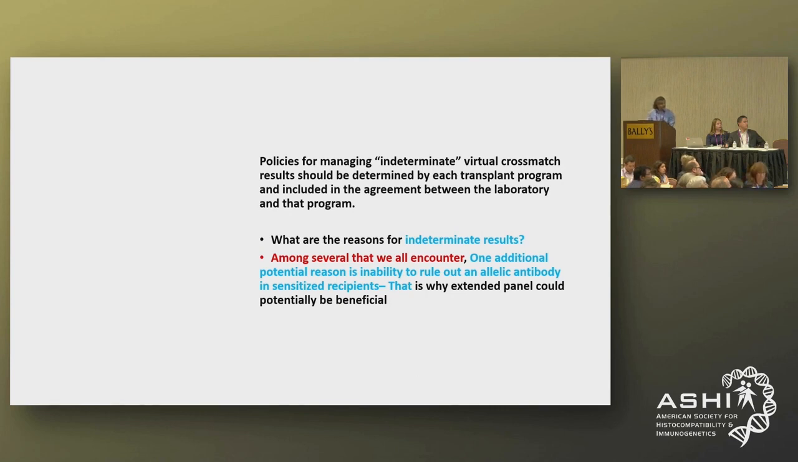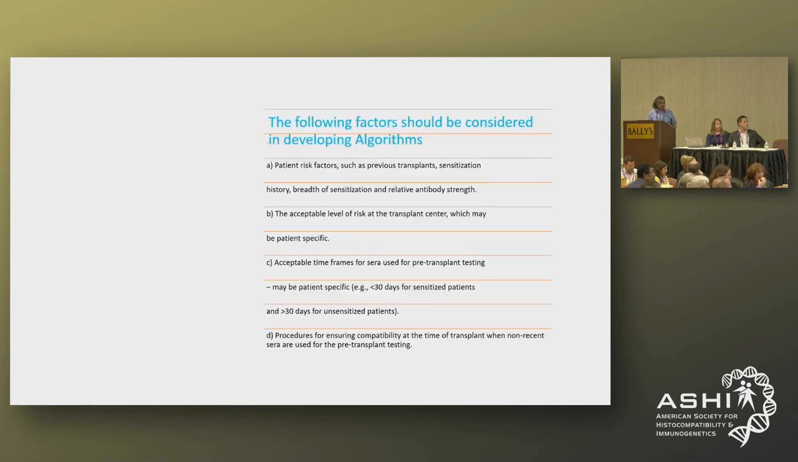The main important thing here is the indeterminate virtual cross-match. So what is an indeterminate virtual cross-match, and what are the factors affecting it? There are some of those things I have listed out there. Everybody knows that, okay, what is recent? What are the sensitizing events? What is the patient's history of allosensitization? Is it a male non-transplanted patient, or a pregnant patient, a multiparous woman, or a previous transplant? Do we know all that information?